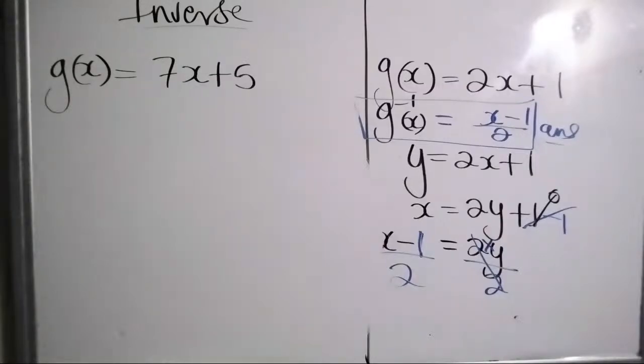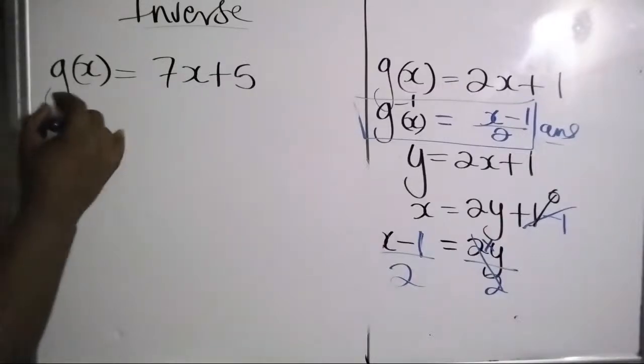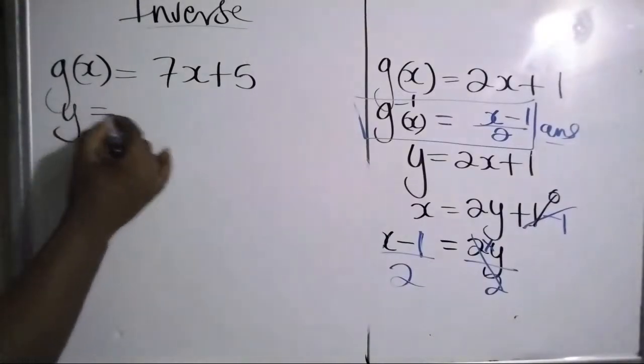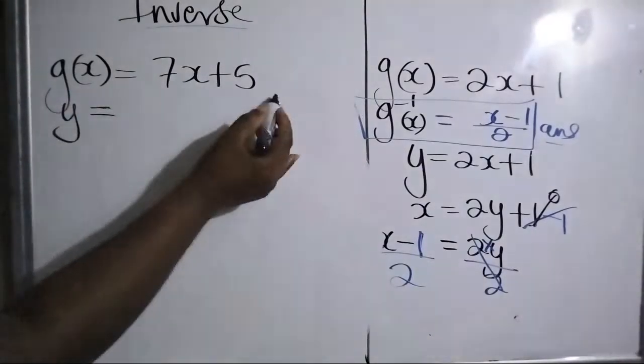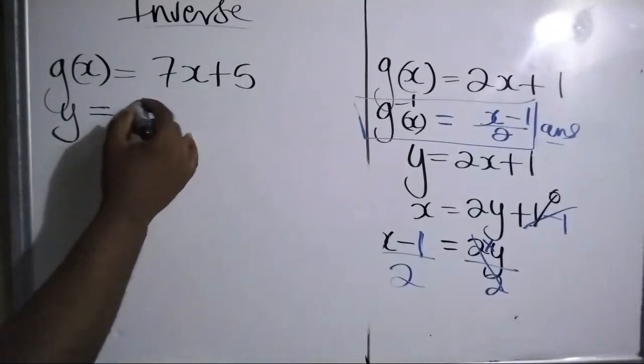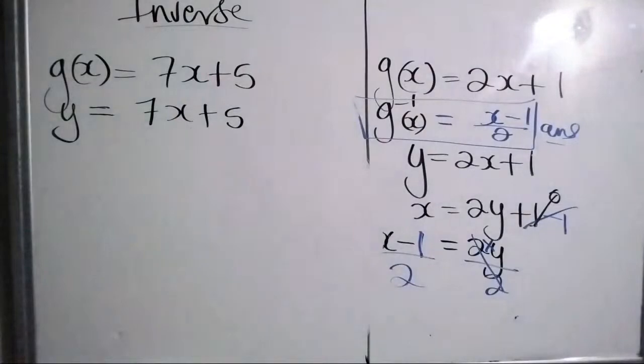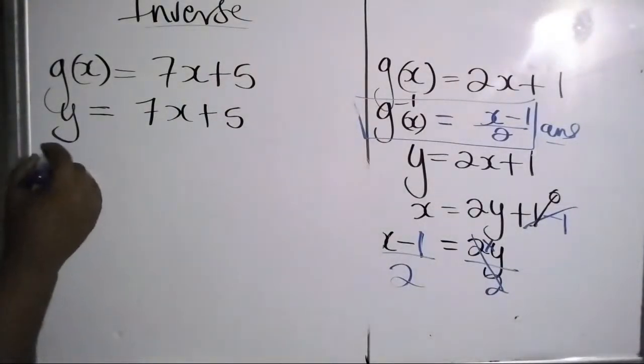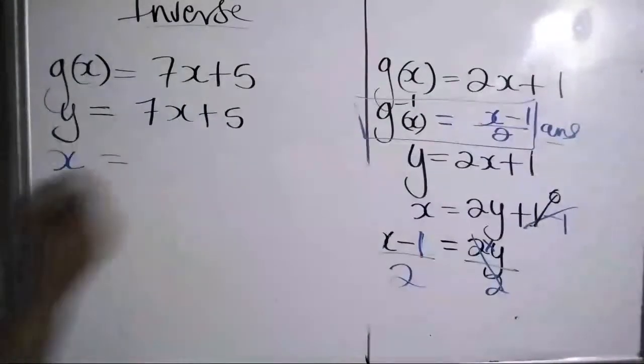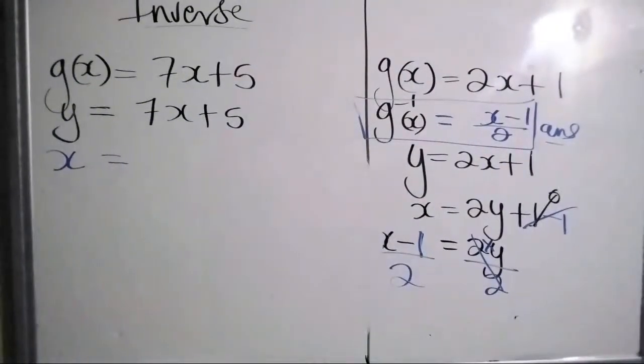Alright, let's go. So first we change the function to y. Why can we do that? It's a straight line graph. So we have y equals 7x plus 5. Next we interchange x for y and y for x. So where y is, we put x, and where x is, we put y. Simple as that.